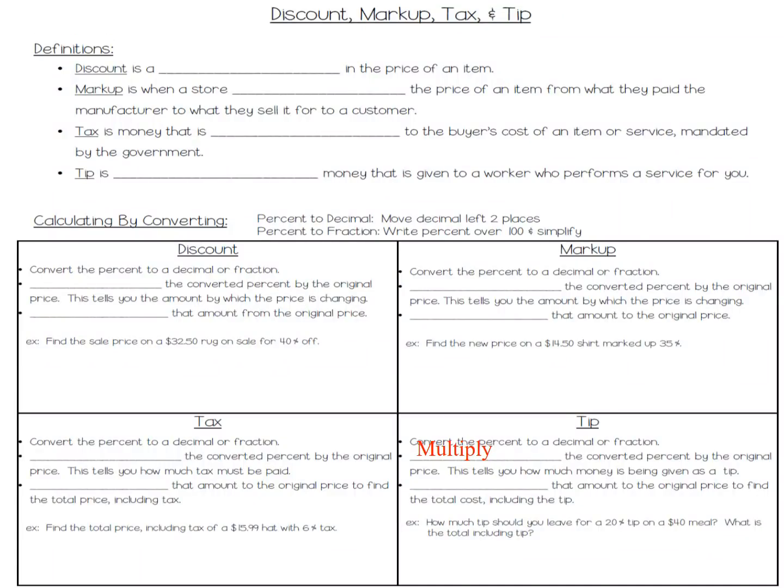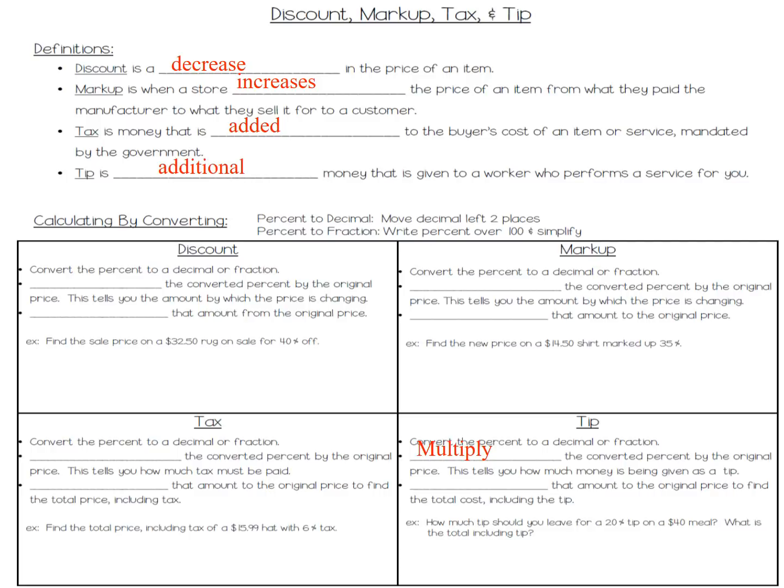Now let's see how well you took notes as you went through the PowerPoint. So you should have your guided notes in front of you. See if you filled in the correct answers of the fill in the blanks. All right, let's look at definitions. Discount is a decrease in the price of an item. Markup is when a store increases the price of an item from what they paid the manufacturer to what they sell it for to a customer. Tax is money that is added to the buyer's cost of an item or service mandated by the government.